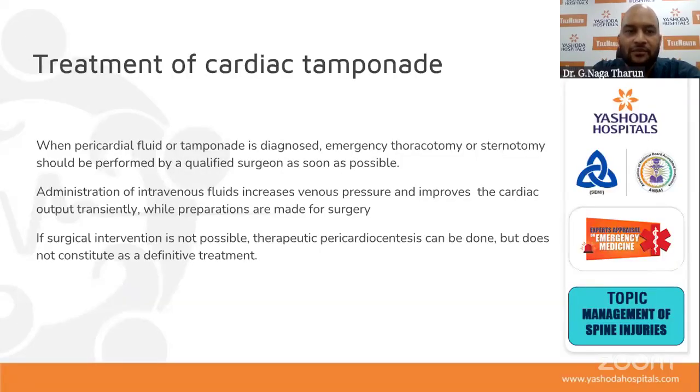Treatment of cardiac tamponade: when pericardial fluid or tamponade is diagnosed, emergency thoracotomy or sternotomy should be performed by a qualified surgeon as soon as possible, immediately. Administration of intravenous fluids increases venous pressure and improves the cardiac output transiently while preparations are made for surgery. If surgical intervention is not possible, therapeutic pericardiocentesis can be done bedside in the ED, but it does not constitute a definitive treatment.